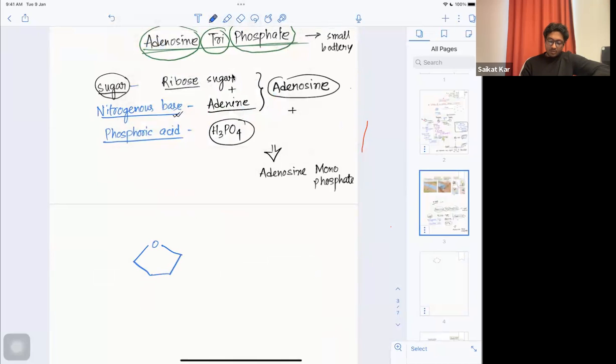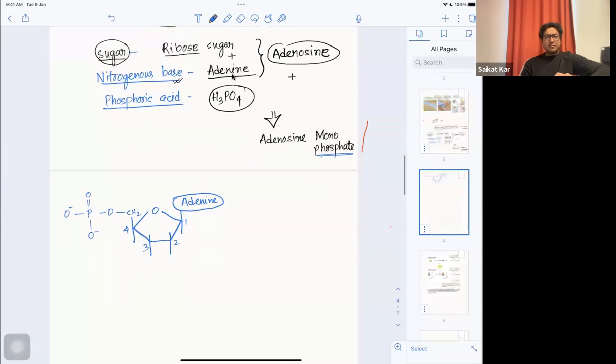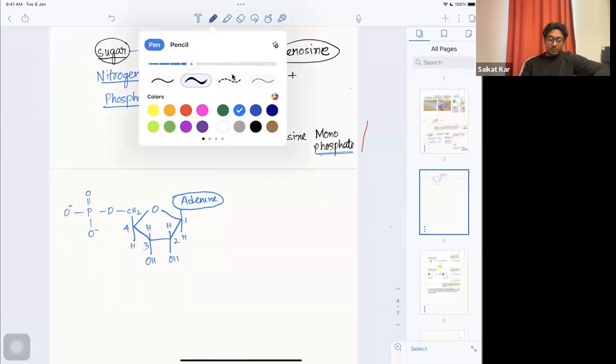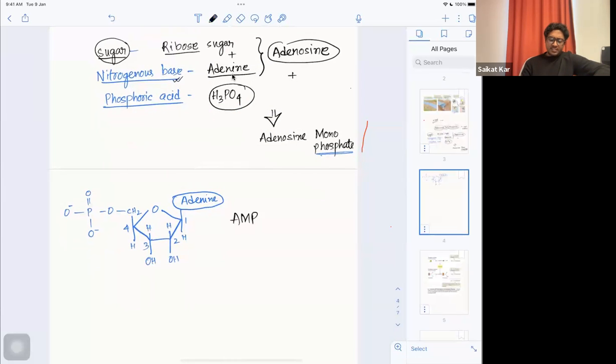So this is the sugar. This is the first, second, third, fourth carbon. In the first carbon, there is attachment of a nitrogenous base, which we call adenine. And in the 5th carbon, there is attachment of phosphate, P double bond O. This is the phosphate attached. This is the structure of adenosine monophosphate. But this structure is more stable.